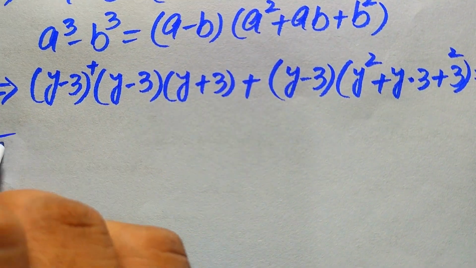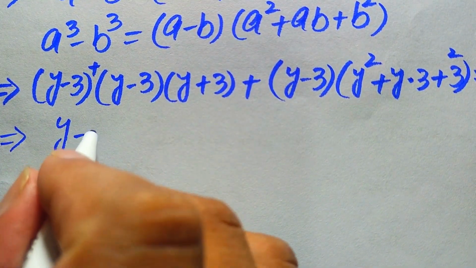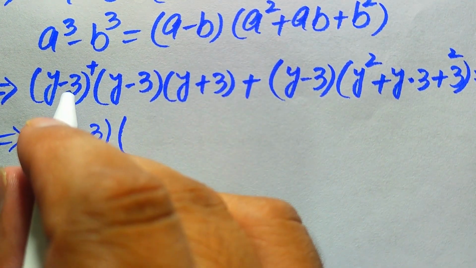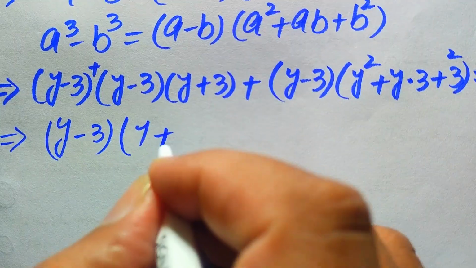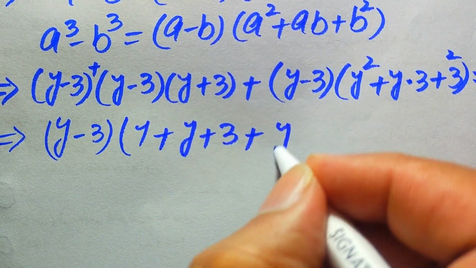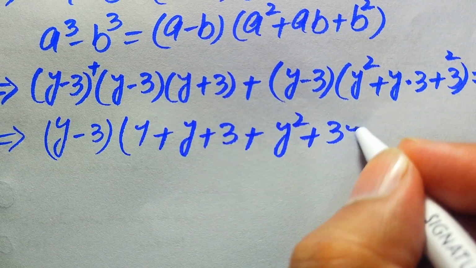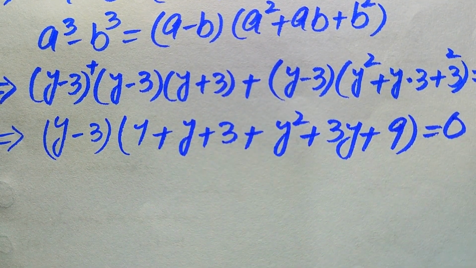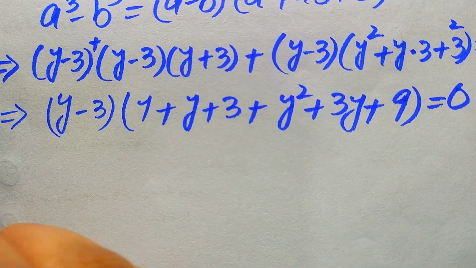And now you see that each of these terms involves y minus 3. So we take y minus 3 common from here and we get the remaining values: from here we get 1, plus from here we get y plus 3, and from here we get y squared plus 3y plus 9, and this whole equation is equal to 0.